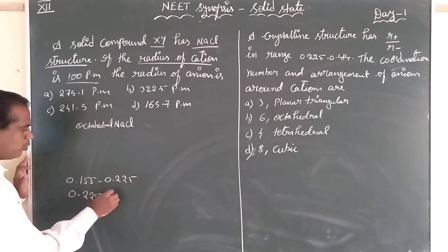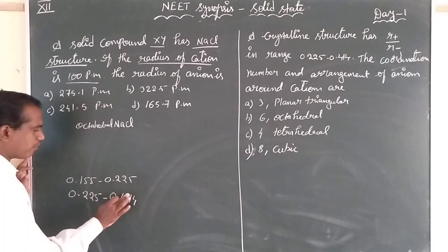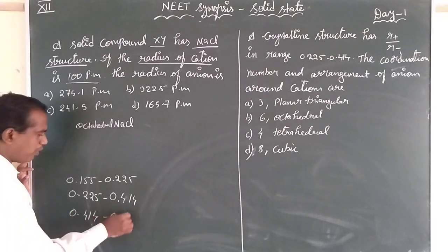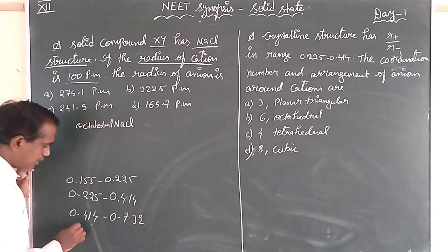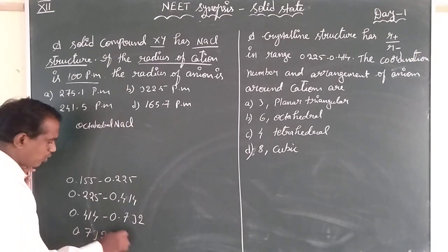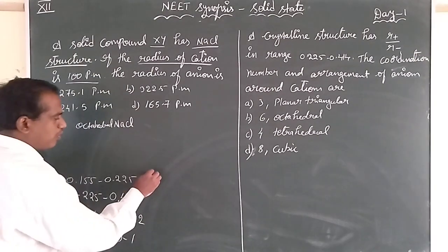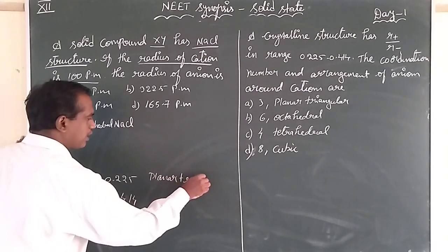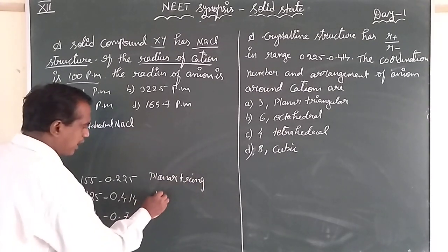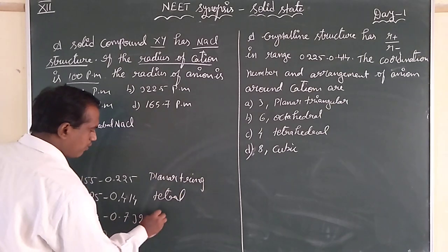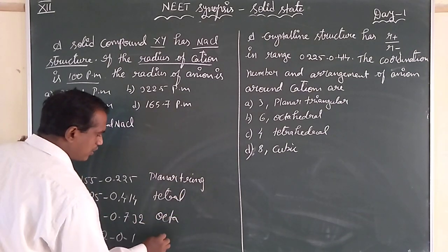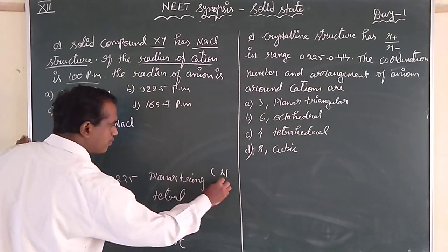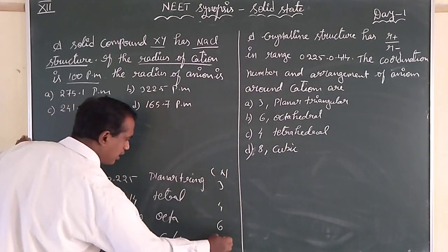0.225 to 0.414, 0.414 to 0.732, and 0.732 to 1. This will show planar triangular, here this will show tetrahedral, here it will show octahedral, and this will show cubic type of arrangement. The coordination numbers, once we see, are 3, 4, 6 and 8.